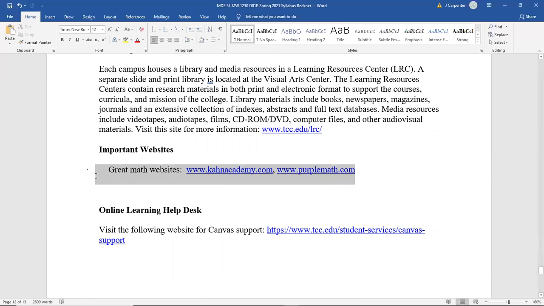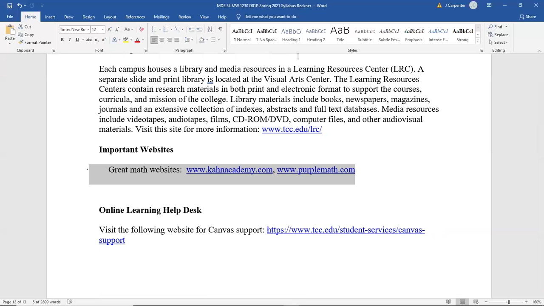Excellent, most excellent websites for math. If you are rusty and this MDE material, the MyMathLab stuff, isn't enough, try Khan Academy. I've heard so many awesome success stories of Khan Academy, especially for basics like adding, subtracting, multiplying, dividing fractions, decimals, percents, signed numbers, whatnot. Purple Math is also pretty solid.